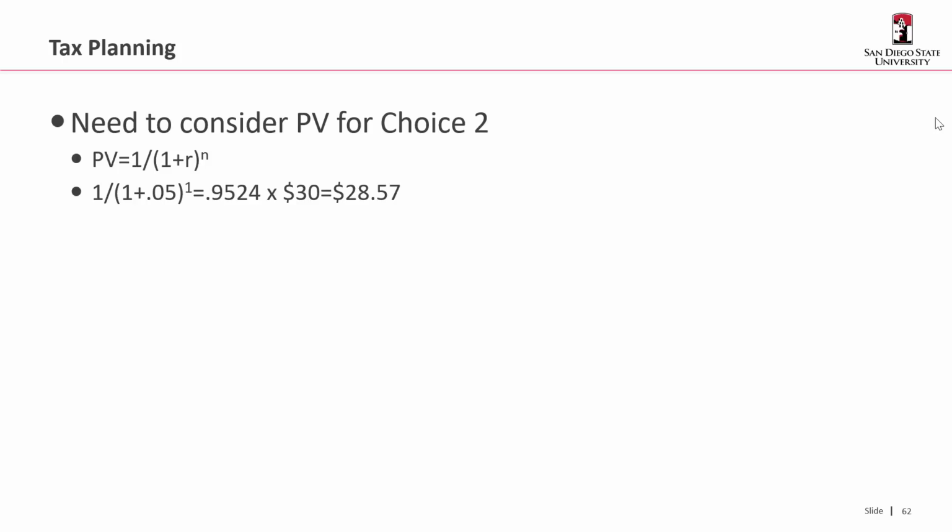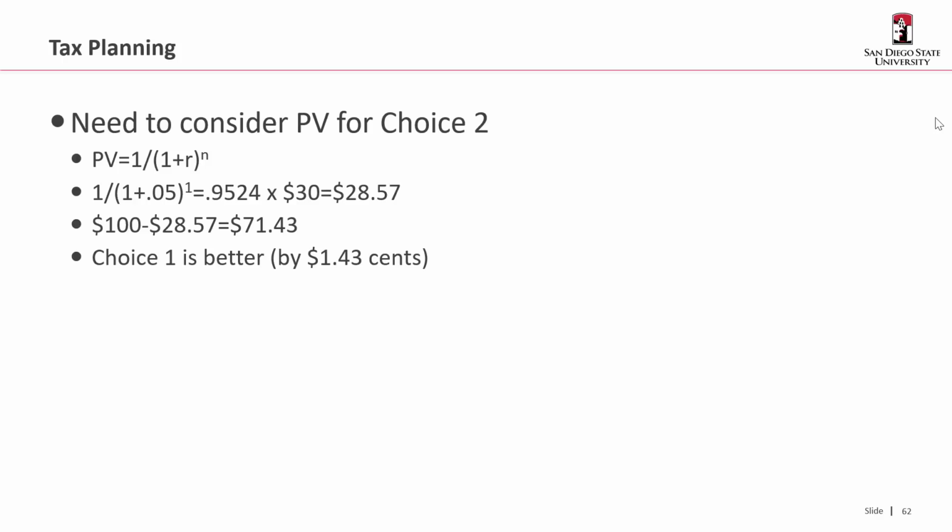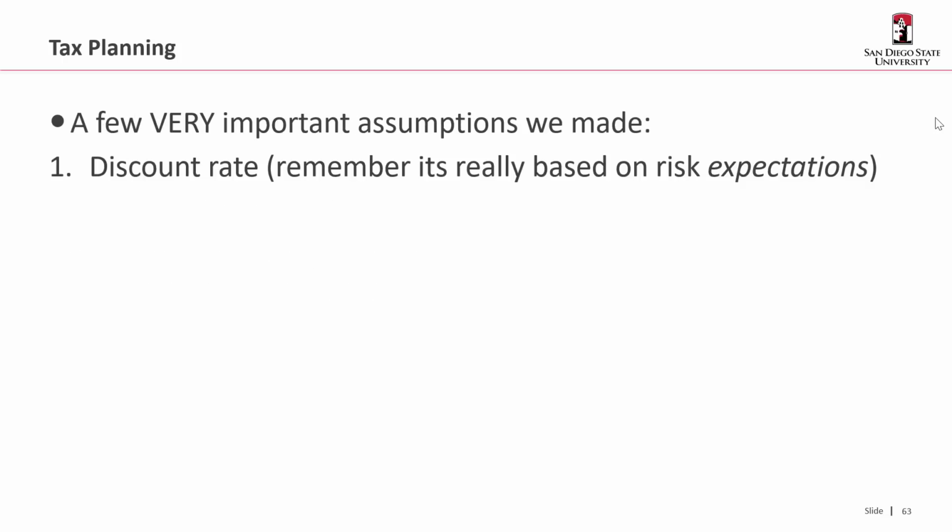0.055% was our discount rate for 1 year. And we see that the present value factor is 0.9523. So the present value of that tax savings of $30 is only $28.57. So as a result, the present value of choice 2 is an outflow of $71.43. Choice 1 is clearly better by $1.43. And since we'd rather have smaller cash outflows, we're going to go with choice 1.